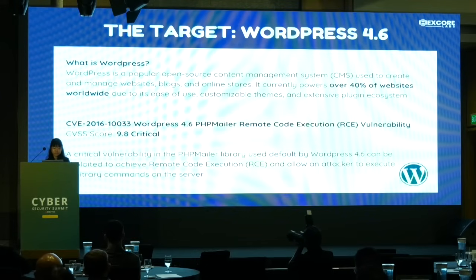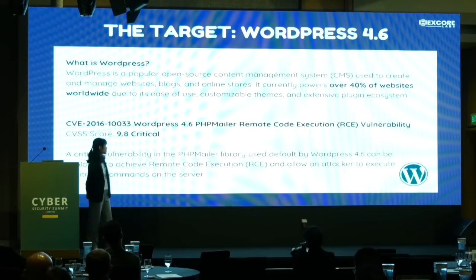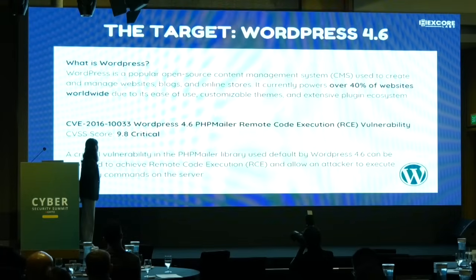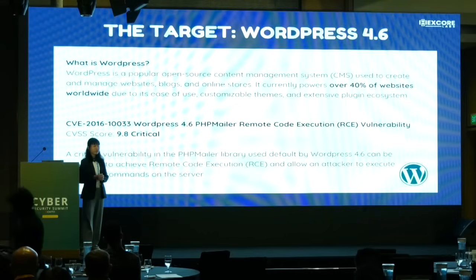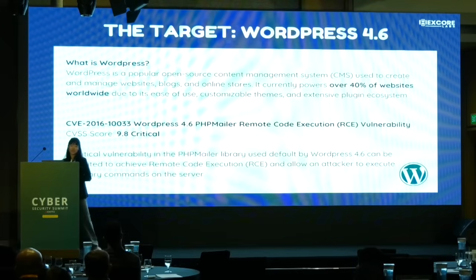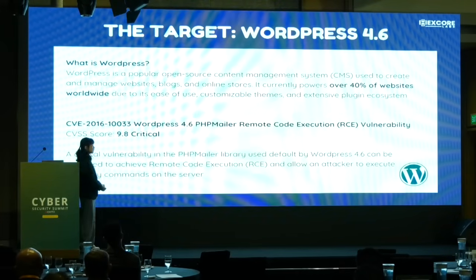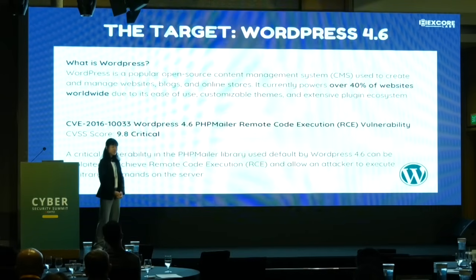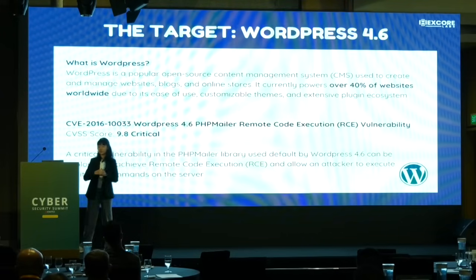This is targeting a very specific library called the PHPMailer library that was distributed with all default WordPress 4.6 distributions. This vulnerability has a CVSS score of 9.8 critical. CVSS scoring is something that we use to determine the severity of vulnerabilities from 1 to 10. The higher the score, the more severe the vulnerability. As you can see here, it has 9.8 critical, which makes it a critical level vulnerability because it gives us what we call remote code execution, RCE, which is basically being able to run arbitrary commands on a target that you're not supposed to.